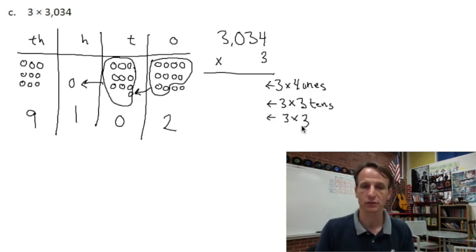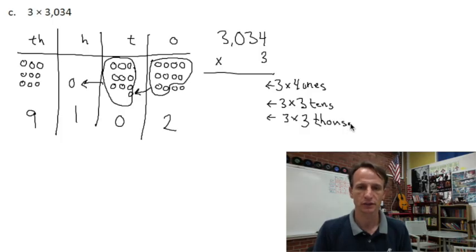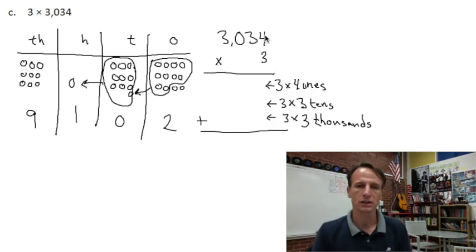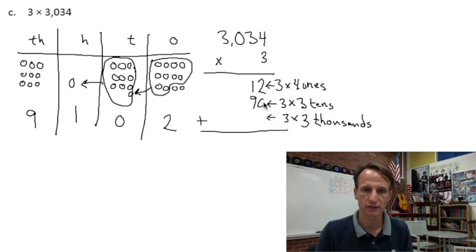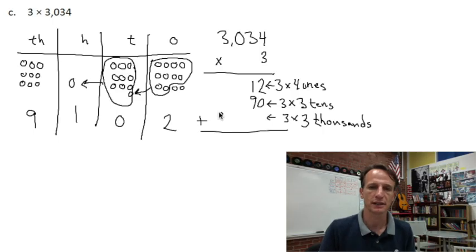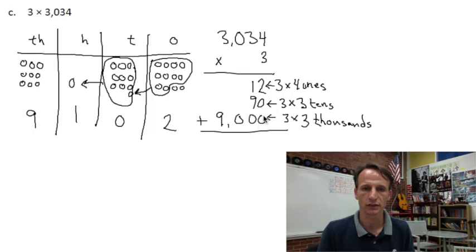So 3 times 3,000s, right? There are no hundreds, so I'm just going to go right out to the thousands. No need to write that row of 0 in there. It's not going to change anything in this case. And then I know I'll add up my 3 partial products. So 3 times 4 ones is 12 ones, which I write as 12. 3 times 3 tens is 9 tens, so a 9 in the tens place, 0 ones. 3 times 3 thousands, yes, would be 9,000, so a 9 all the way out in the thousands place with no hundreds, no tens, no ones.